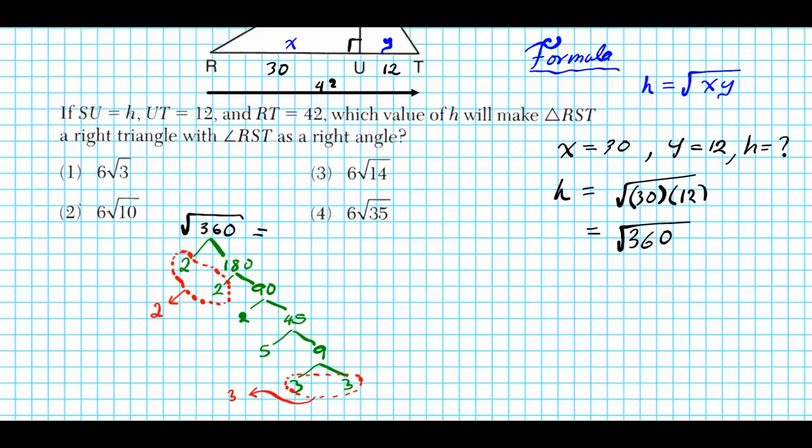The simplified form of root 360 is 6 rad 10. Let me show you the steps so you don't get confused. It's going to be 2 times 3 on the outside, these 2 that broke out, root the 2 that didn't come out, and this 5 that didn't come out either, which is equal to 6 rad 10. So that's what h is in simplified form. So h is equal to 6 rad 10, and your final answer is option number 2.